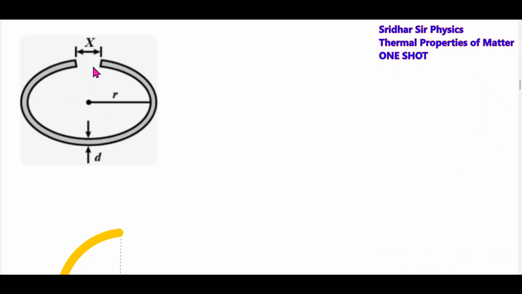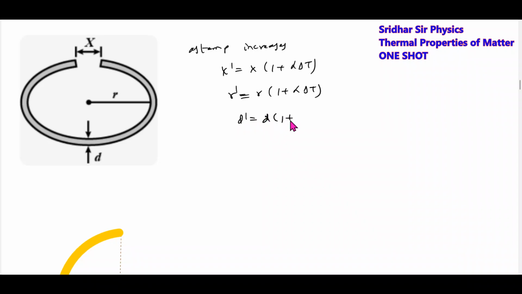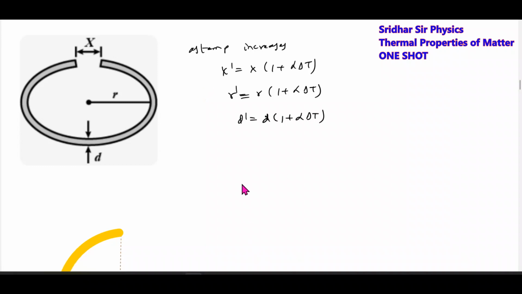As we increase temperature, everything will expand: X will expand, d will expand, R will expand. X dash will become X into 1 plus alpha delta T. R dash will become R into 1 plus alpha delta T. d dash will become d into 1 plus alpha delta T. All will expand. The distance between any two points will increase, the gap will increase, the radius will increase, the width also will increase. So in thermal expansion, everything will expand. There's a basic condition. So we'll take the next one.